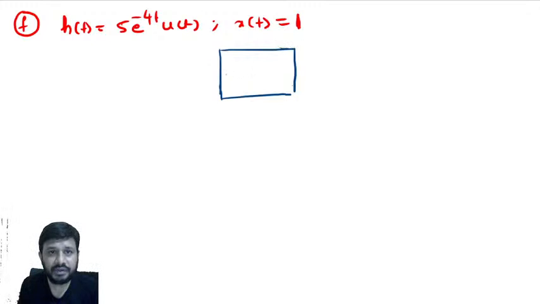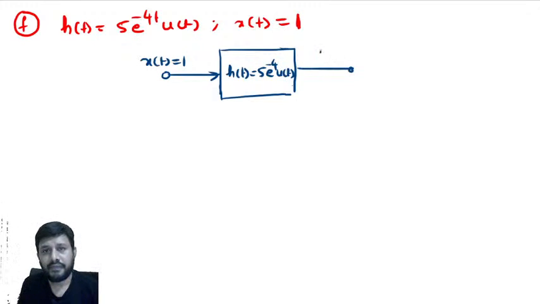We have an LTI system with impulse response h of t is equal to 5 e power minus 4t u of t, and the input to this system is x of t is equal to 1. It is asking us to calculate the output y of t.